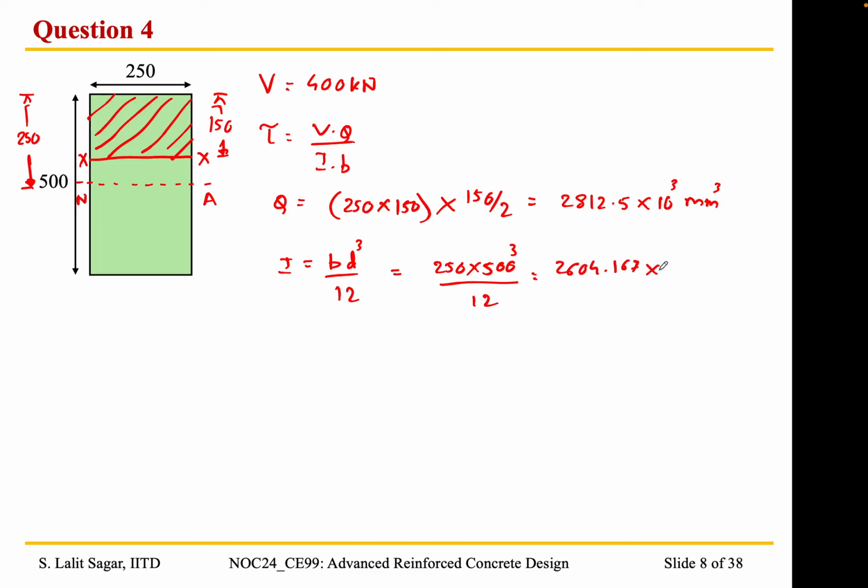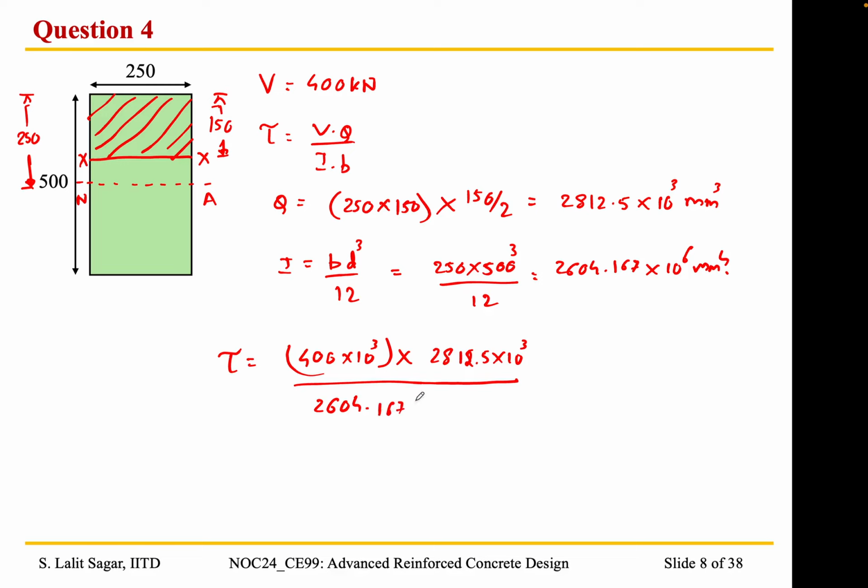Ten to the power 6. Thank you. Yes, so we have this value of I, and B we know that it is the width, so we just substitute the values, 400 into 10 to the power 3, into Q would be 2812.5 into 10 to the power 3 again, divided by 2604.167 into 10 to the power 6 into 250, which gives us a value of 1.72.